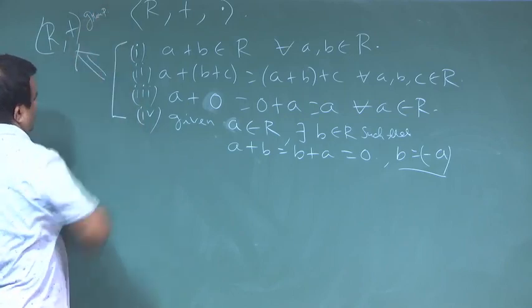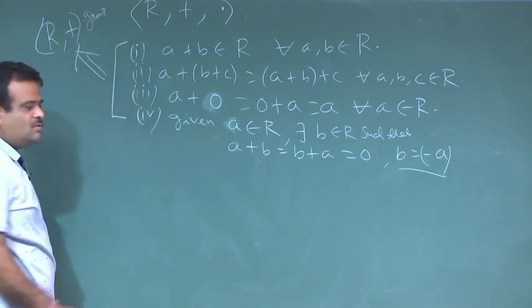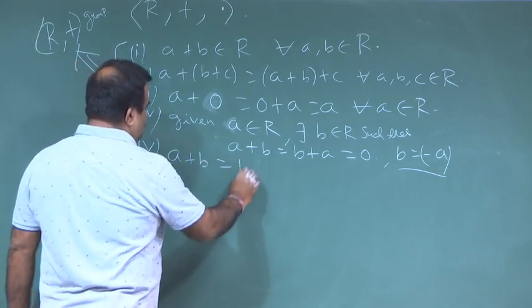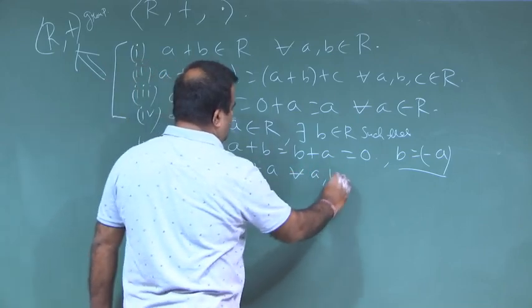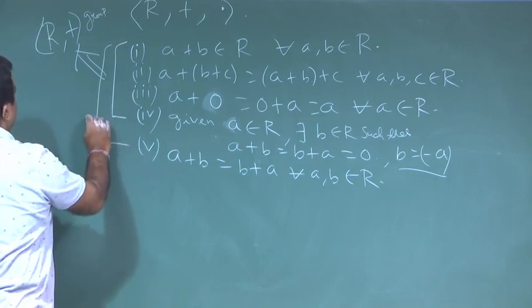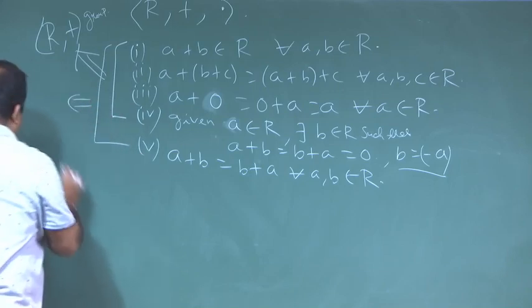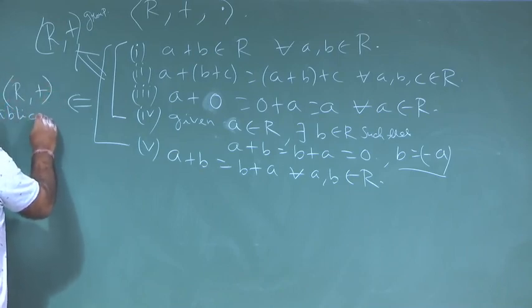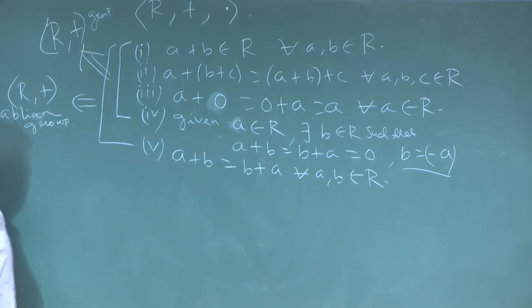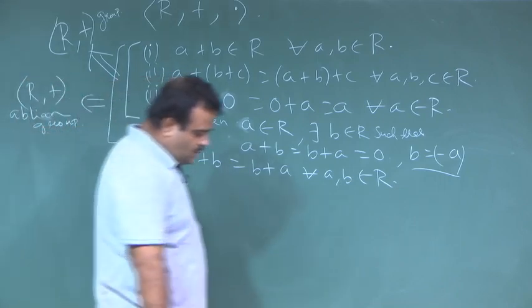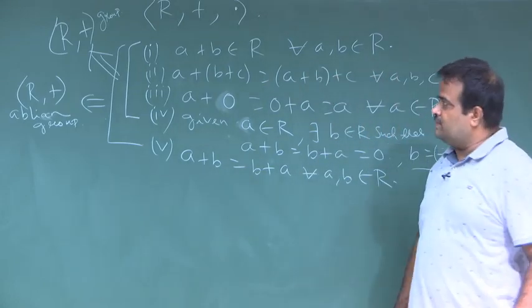R is a group. Now, we want this to be an abelian group. So, we must have the commutative property. So, a plus b must be equal to b plus a. This is true for all a, b. Now, up to this is telling us this R is an abelian, or commutative, group. Okay, these five properties will give us R to be a commutative group with the composition plus.